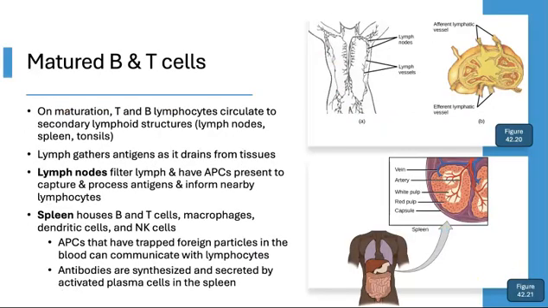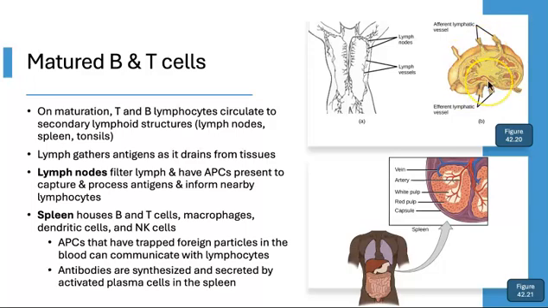And lastly, let's talk about what happens to our mature B and T cells after they go through that positive and negative selection. When they're mature, they're going to circulate and travel over to secondary lymphoid structures, meaning that they're traveling to our different lymph nodes, the spleen, and even maybe the tonsils. And so that lymph that's traveling through our lymphatic system is going to gather antigens as it drains the tissues. And as that lymph travels through, it's going to come into contact with our lymph nodes that will filter that lymph and have some APCs, antigen presenting cells within them that could capture those antigens and process them. And there's lymphocytes that we'll find within here that we could present them to.